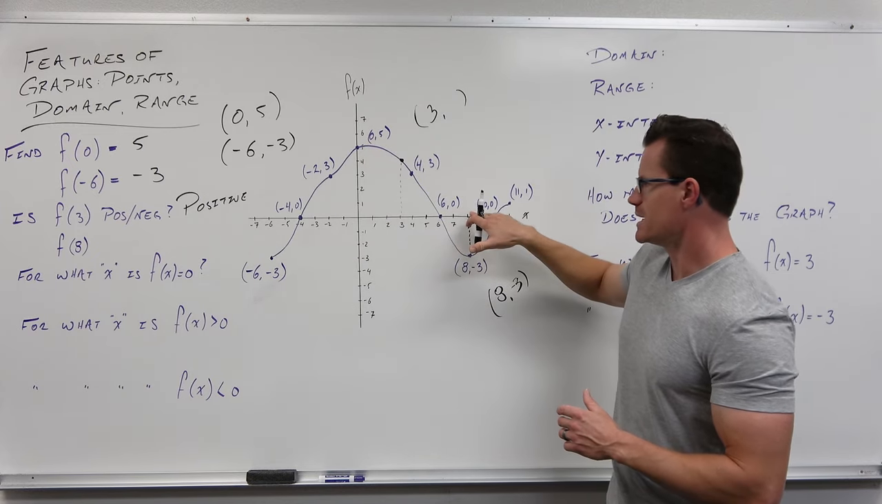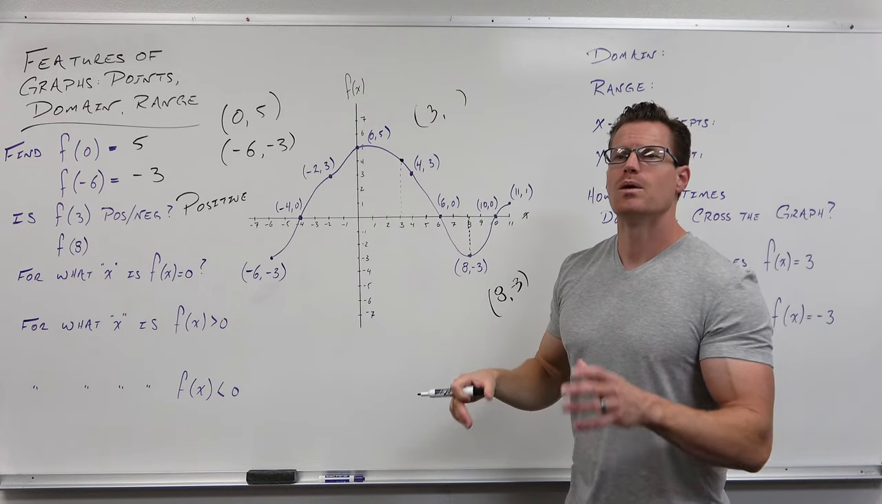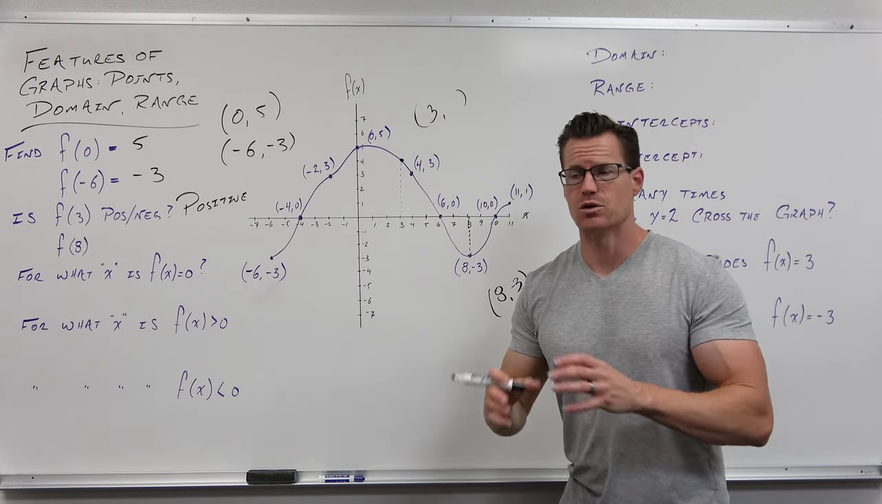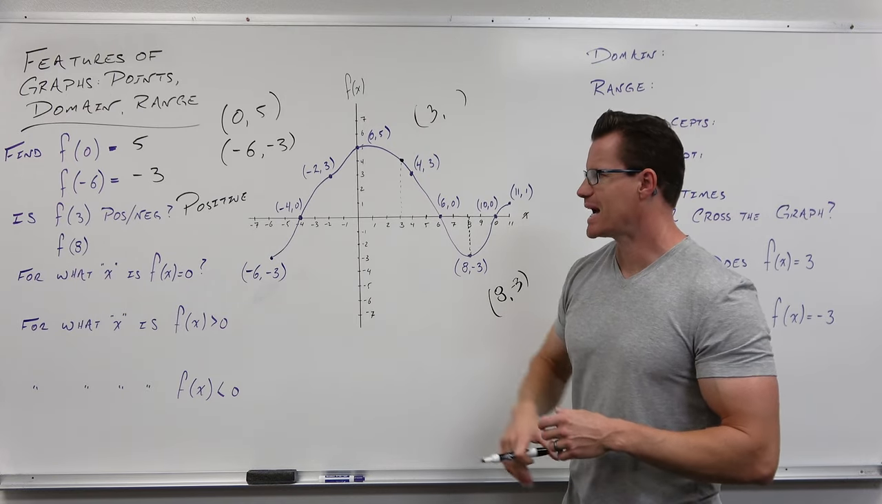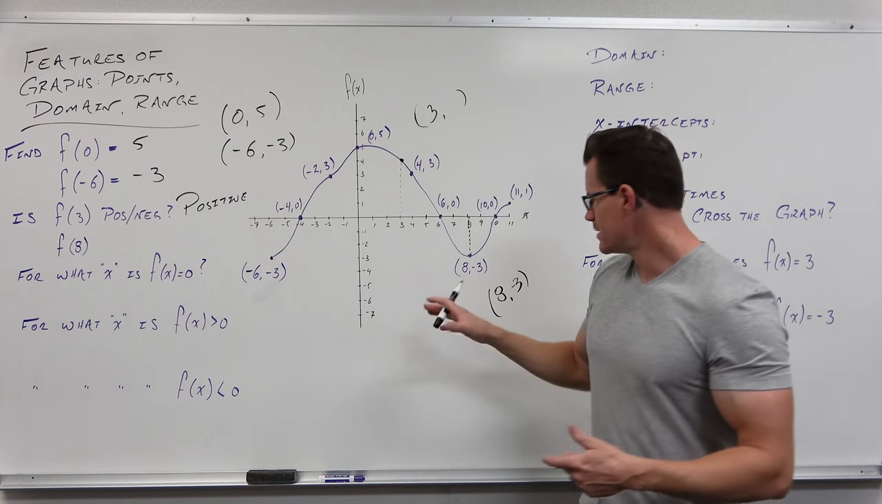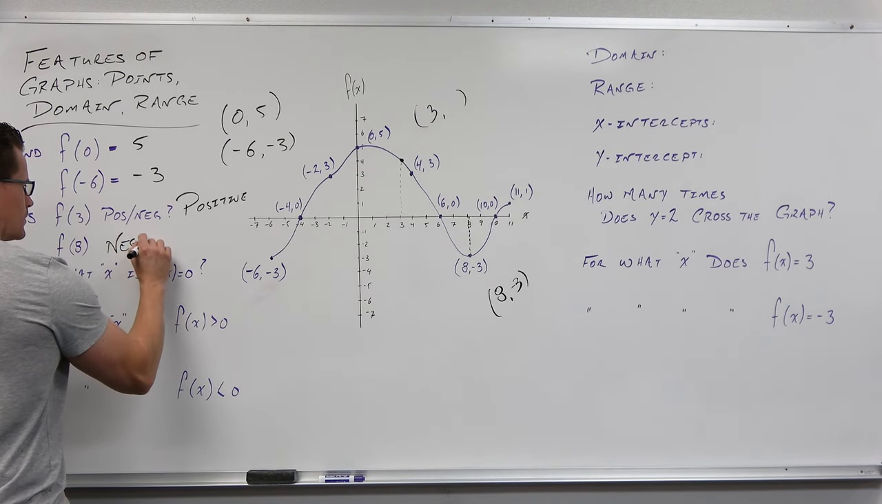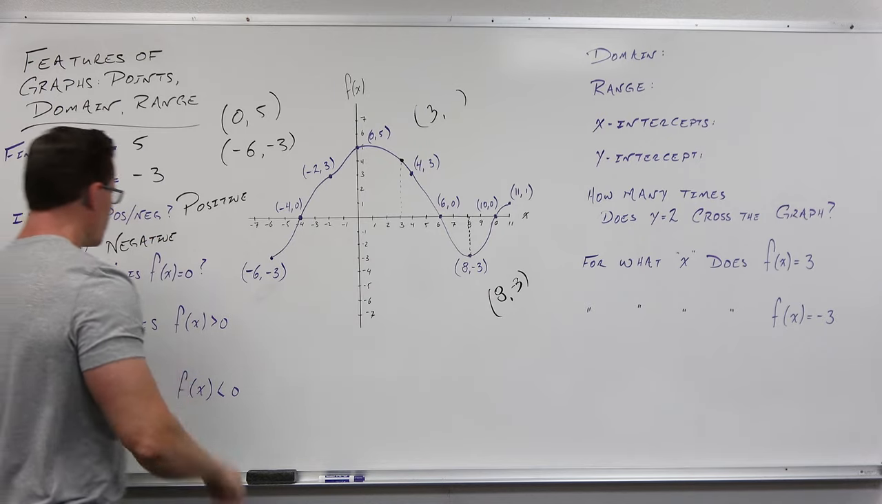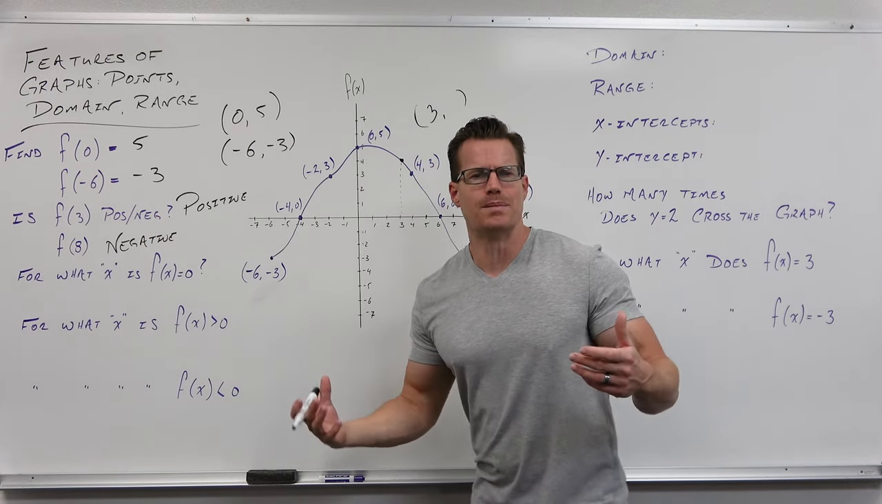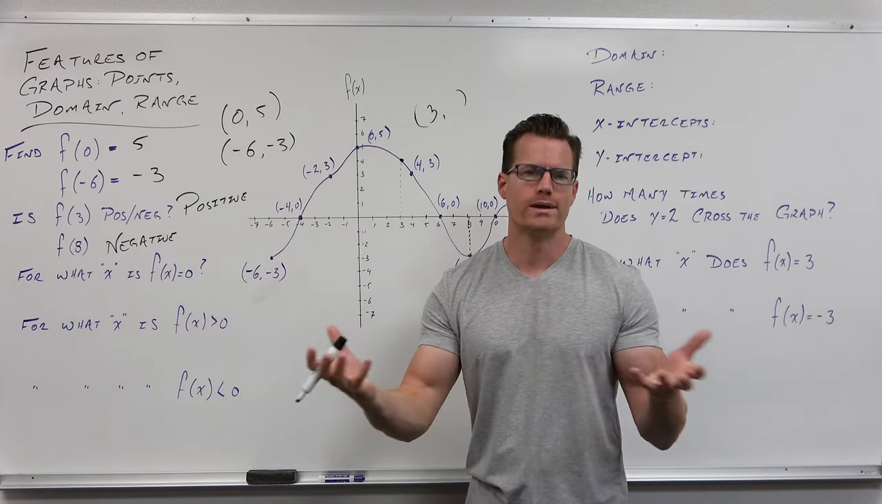So given an input of 8, f of 8 is asking you, what's the output value for the input? So basically complete the point. In this case, it's just asking you, is that output positive or negative? We're clearly negative. Hope that's making sense so far. That's kind of the basics of how they ask you what points are on a graph.